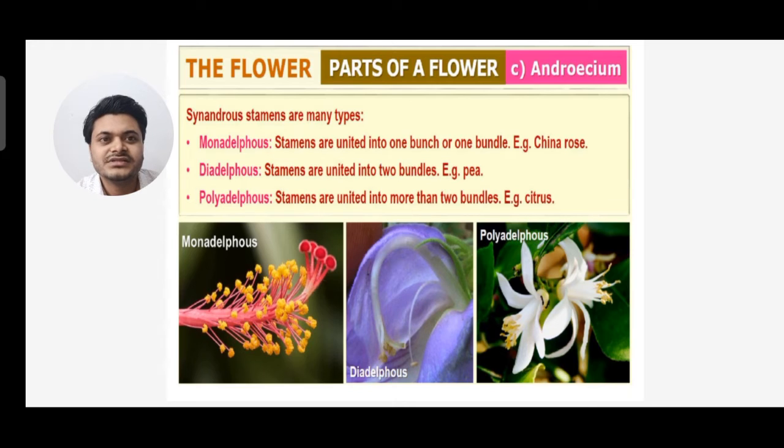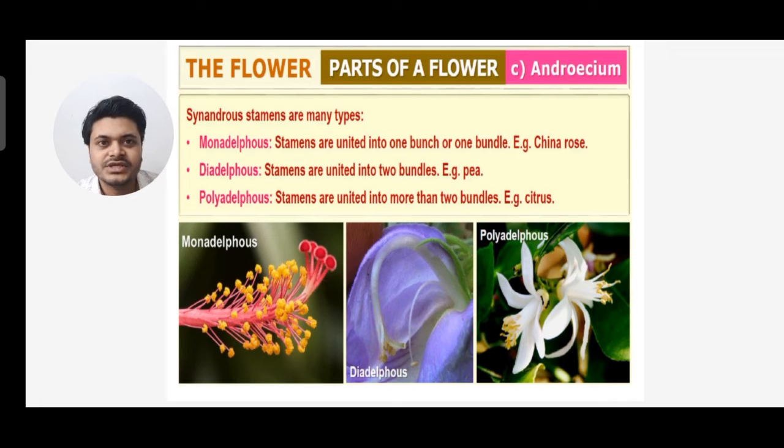Next, synandrous stamens are of many types: monadelphous, diadelphous, and polydelphous. You can see the figure below. Monadelphous means stamens are united in one bunch or one bundle. The example is China rose, where stamens are united in one bunch or in one bundle.